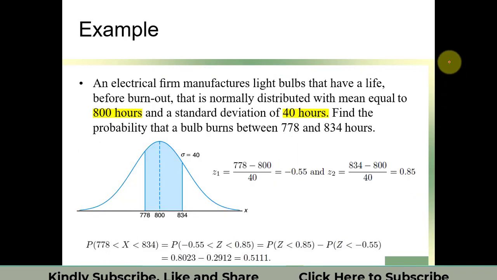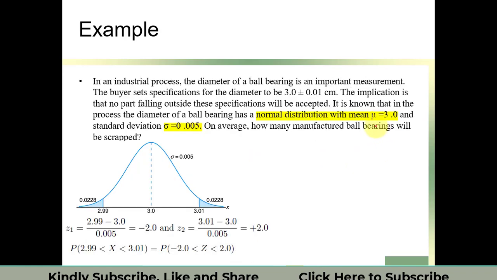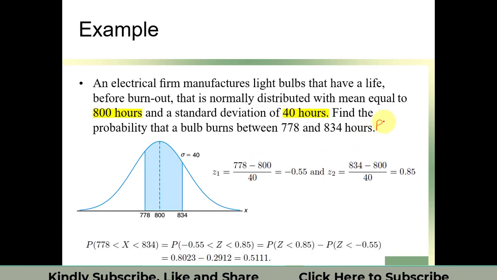Second problem: an electrical firm manufactures light bulbs that have a life before burnout that is normally distributed with mean equal to 800 hours and standard deviation of 40 hours. Let's suppose the company is a famous manufacturing company, Philips. The manager of Philips claims that the bulb they are manufacturing has a life of 800 hours on average.